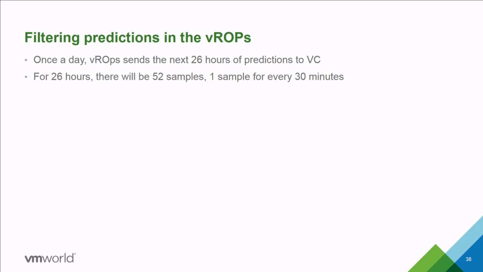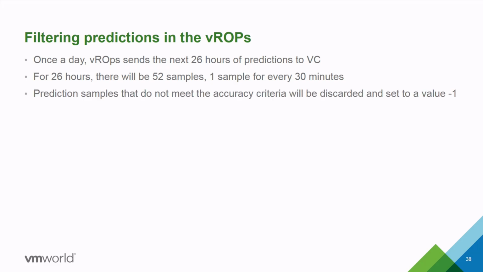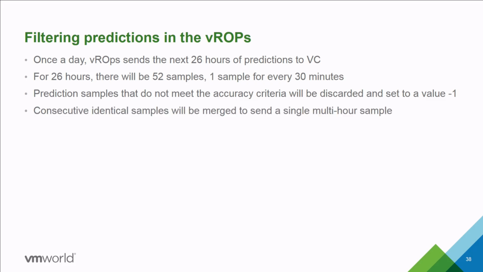Each of these 30-minute samples, before being sent to vCenter, goes through a filtering logic that is there in VROps. Whatever samples do not meet the accuracy criteria will not be sent. They'll be discarded. And if there are consecutive samples that are identical, for example, morning 7 o'clock to 10 o'clock the predicted CPU usage is 50%, then instead of sending 6 samples, it will send only one 3-hour sample.